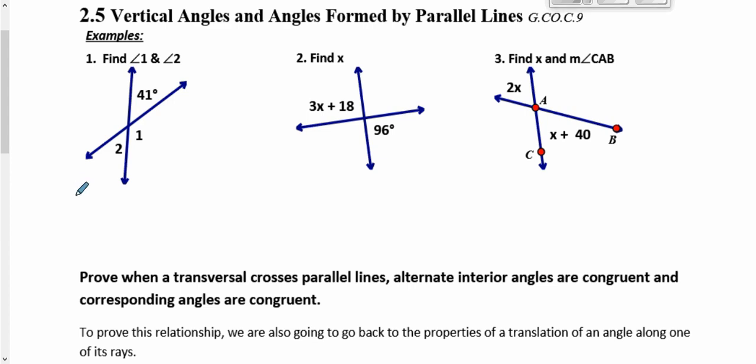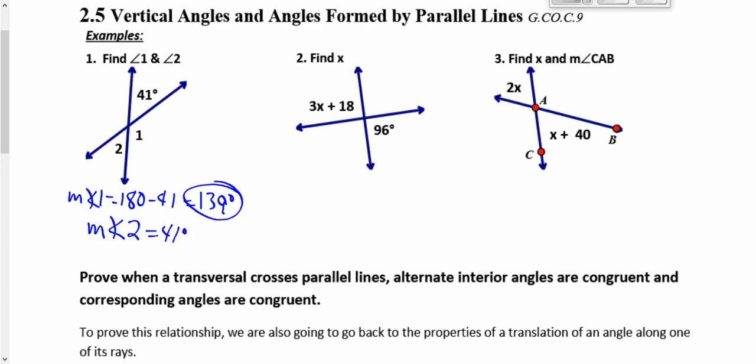So measure of angle 1 equals 180 minus 41, right? Which equals 139 degrees. We're good with that? They're a linear pair. Now, who is able to slog through and do all the work necessary to find angle 2? Let's measure of angle 2. Oh, is it that easy? Why is it 41? What do they call them?